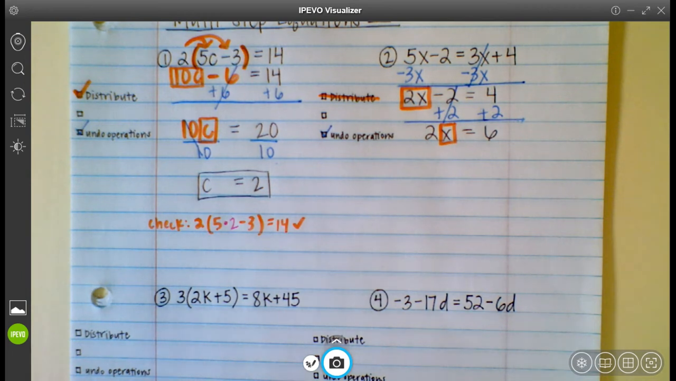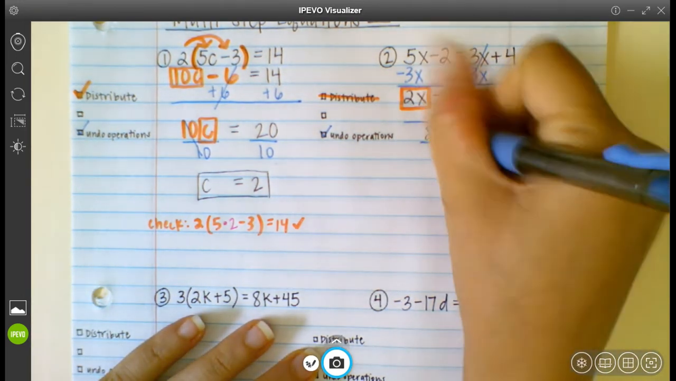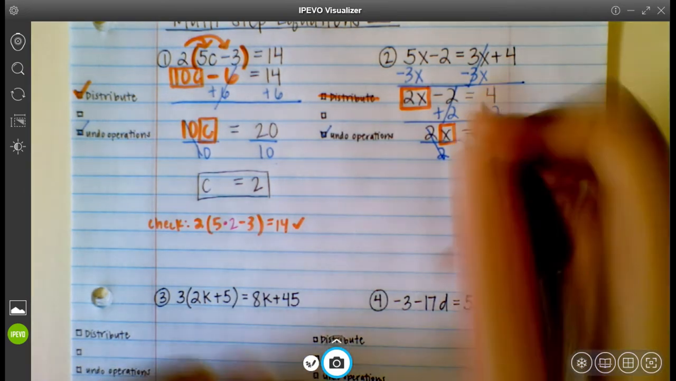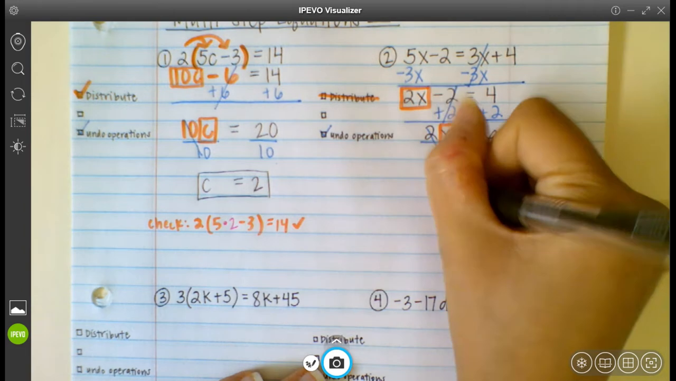Well, this operation is multiplication. They are being multiplied together, the 2 and the x. So to undo multiply, we have to divide. And when we divide, 6 divided by 2 is in fact 3.